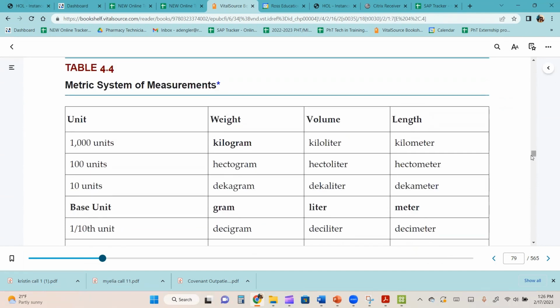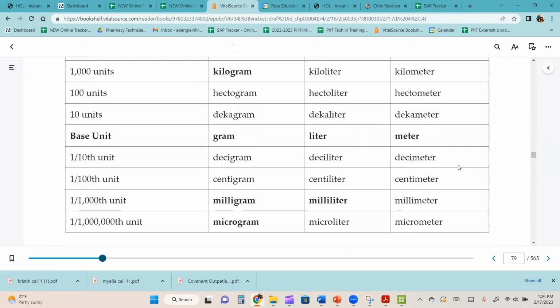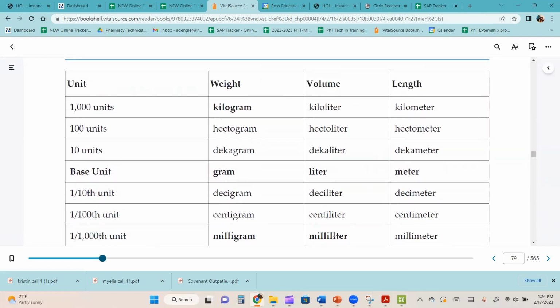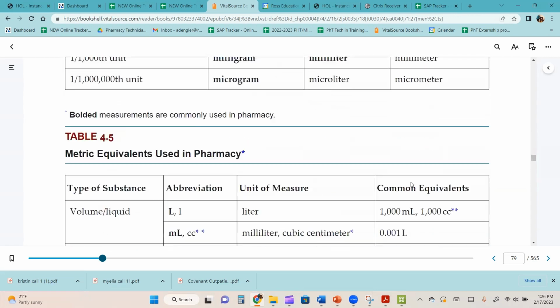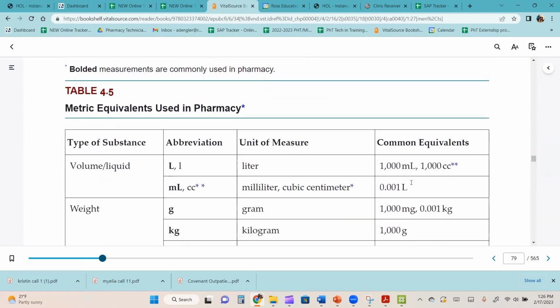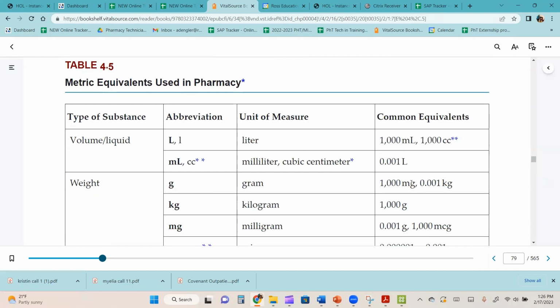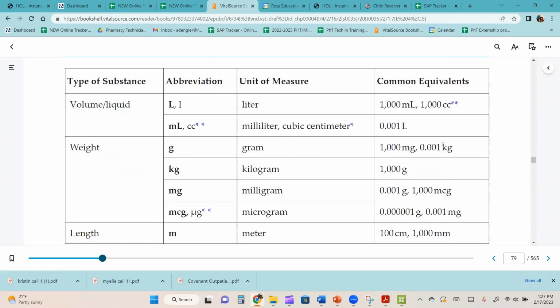So here we go. This is a good table. So kilogram, hectogram, decagram. And then over here we have milliliter, deciliter, kiloliter. And then table 4.5 is going to show metric equivalents used in pharmacy. So common equivalents are listed here and their unit of measure.